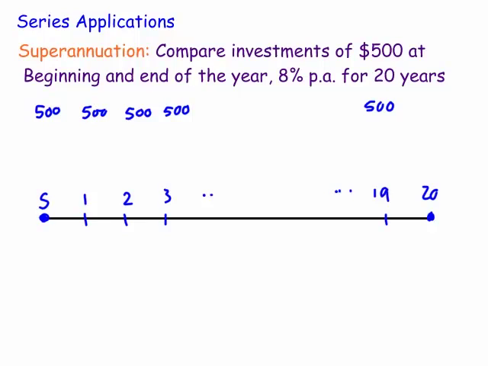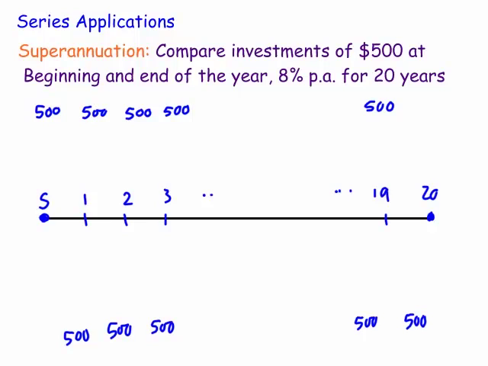So how about at the end? Let's have a look, where would that be? Well, we'd actually now start here. There'd be 500, 500, 500. There'd also be one at the 19th year, 500, and then also right at the 20th year, 500, so at the end of the 20th year.